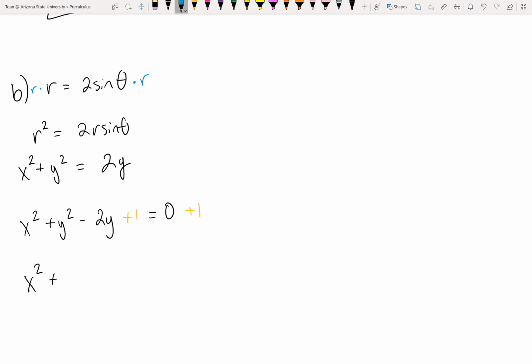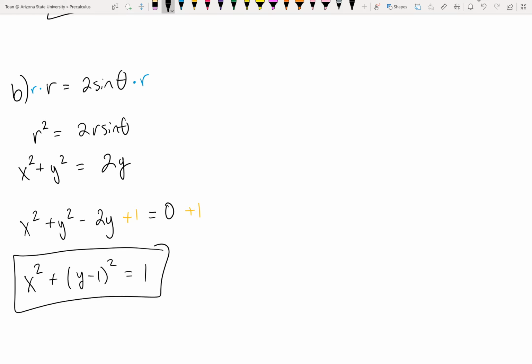The reason why you do that is that this trinomial here is now factorable. It's a perfect square trinomial. So if you were to factorize it properly, you would figure out that it would be y minus 1 quantity squared. So that is the equation of the circle. It turns out that r equals 2 sine theta is simply a circle.